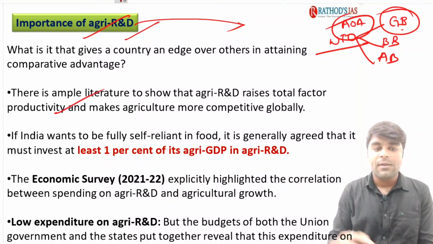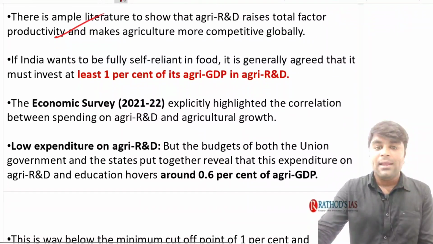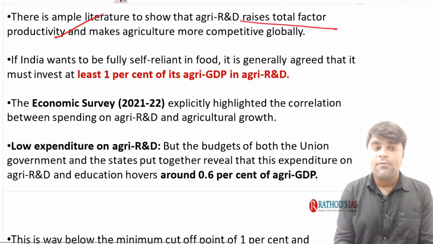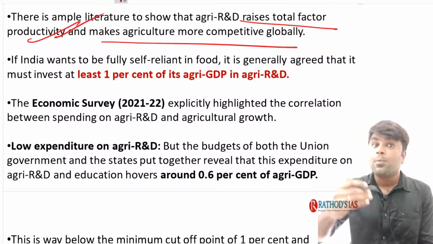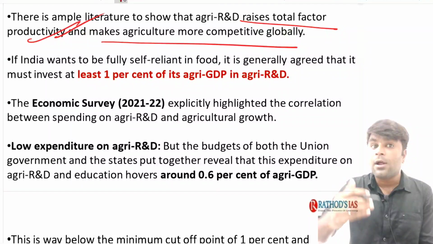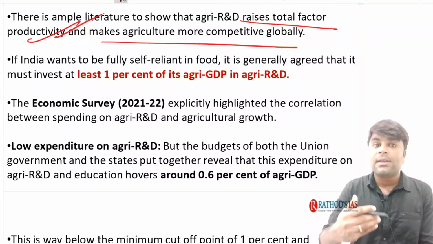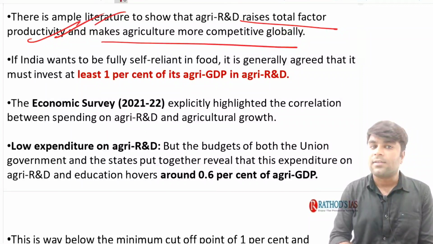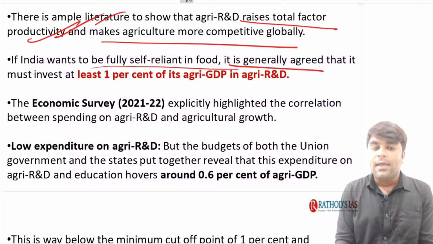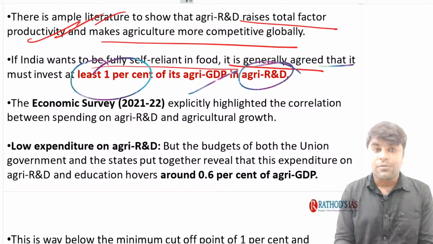See, there is ample literature that shows that agricultural research and development raises total factor productivity and makes agriculture more competitive globally. Not only production-linked subsidies or export-linked subsidies, but investment in research and development will also make the product competitive in the world market. If India wants to be fully self-reliant in food, it is generally agreed that it must invest at least 1% of its GDP in agricultural research and development.